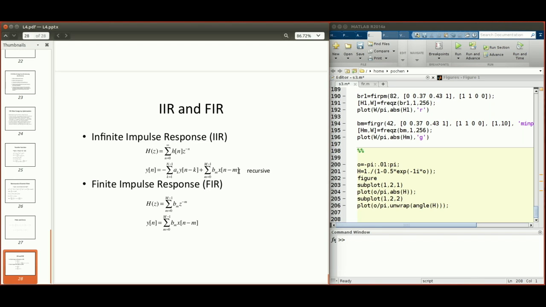In the time domain, it's a recursive formula, and in the Z domain, it's essentially a Z transform of the time domain representation. And then for finite impulse response, just for comparison, in the time domain it's not recursive, so a_k equals zero for k not equal to zero. It doesn't involve y. And in the Z domain, the Z transform usually involves a finite number of terms. So m goes from 0 to big M minus 1, which is finite. Right? It involves a finite number of terms.